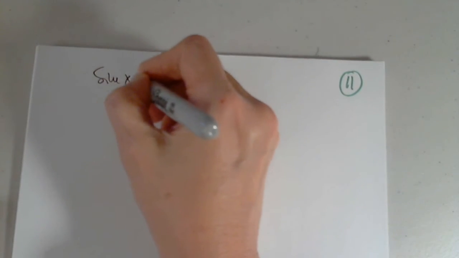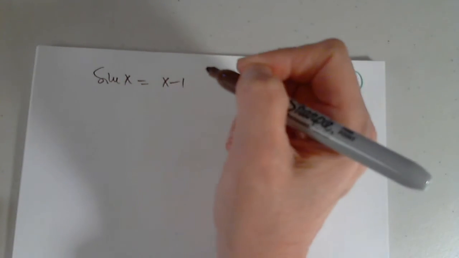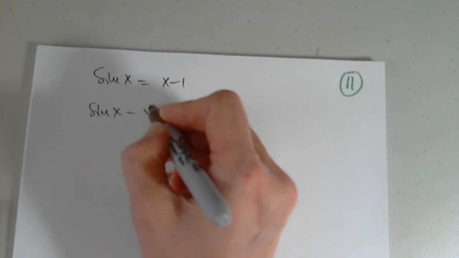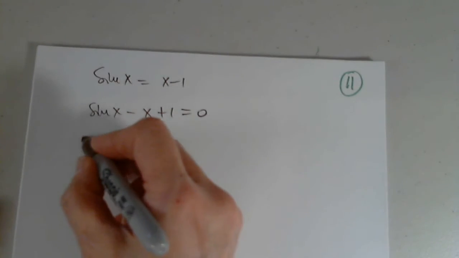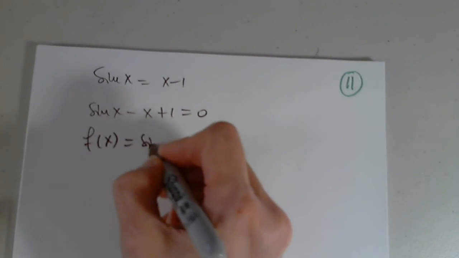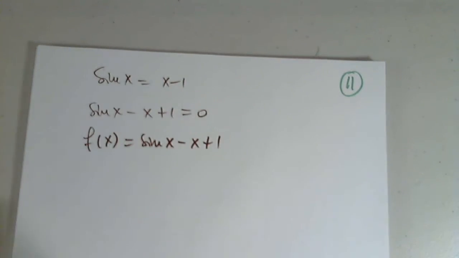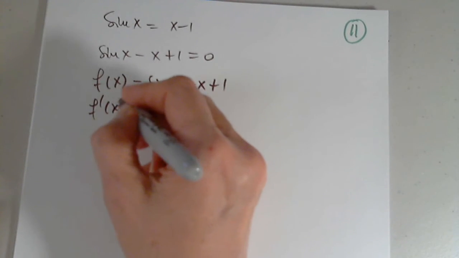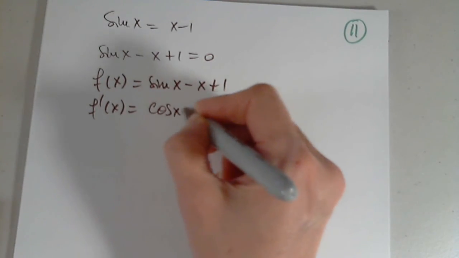One I found was sin x equals x minus 1. Yes, okay, perfect. So our first step has to be this. Our second step has to be this. Let's also find the first derivative right away. So this is cosine x minus 1.